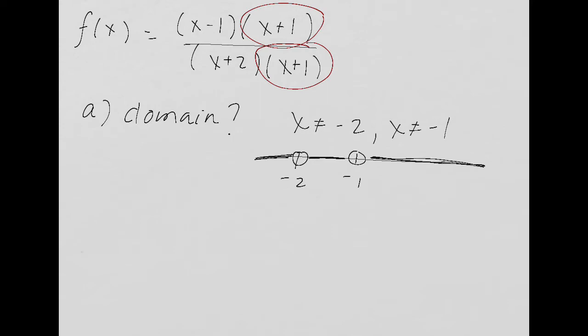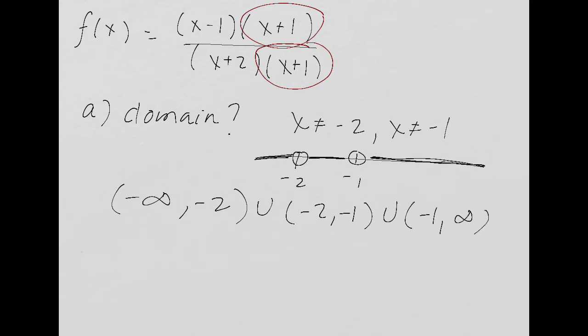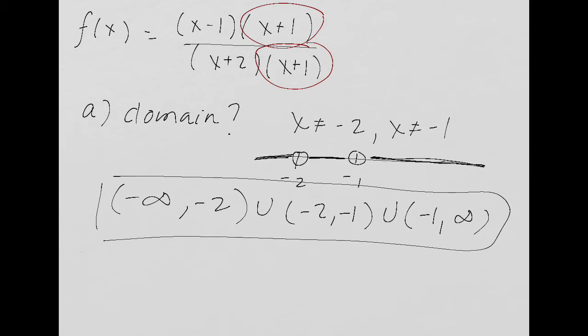So in our class, we're always giving domain as interval notation. So, -infinity to -2, and then union -2 to -1, union -1 to infinity. So this would be the answer to the domain. So same as we've done before.